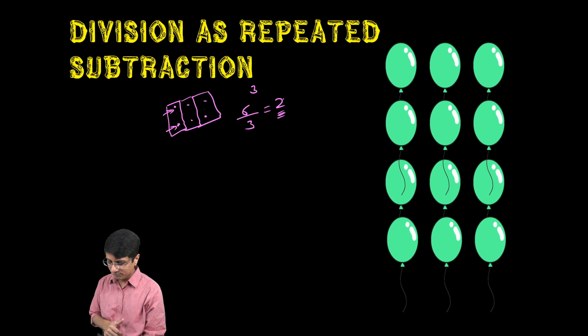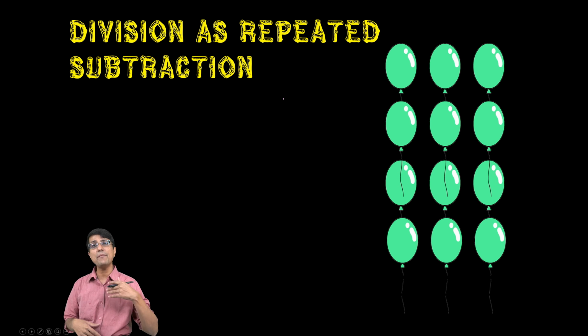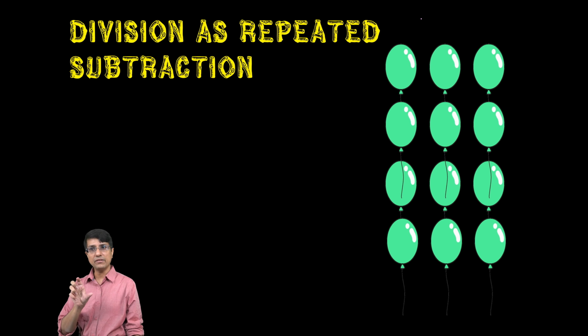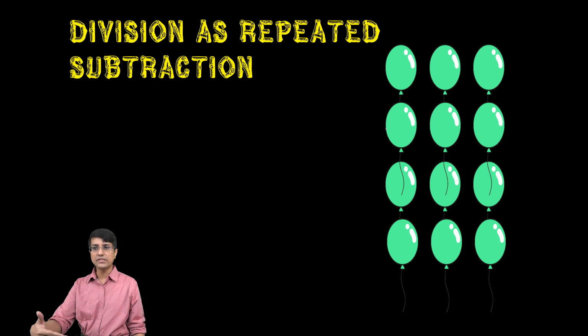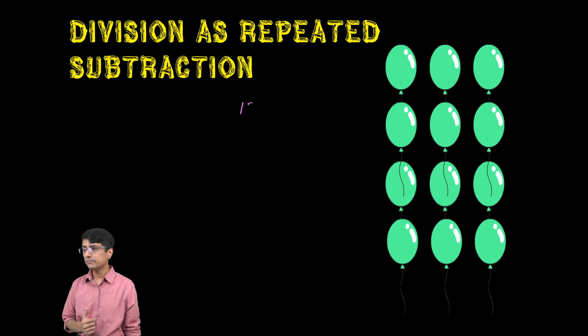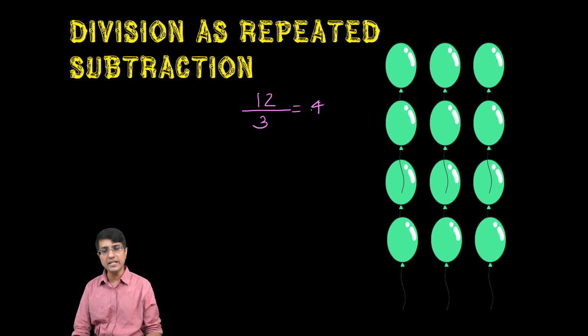That is the quotient. Another way to look at division is actually as a repeated subtraction. So division means that I am doing subtraction as long as my final number which is left after doing these subtractions is not less than the divisor. Okay, so here I have a number 12, and I am dividing it by 3. So we know that the answer is 4. So let's see how we can arrive at this answer just by doing repeated subtraction.